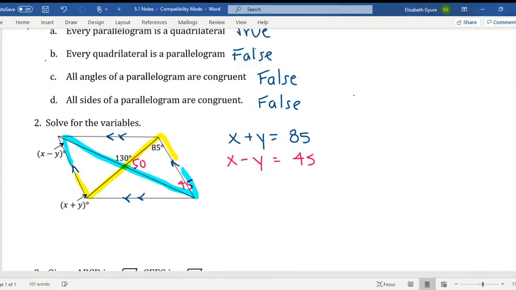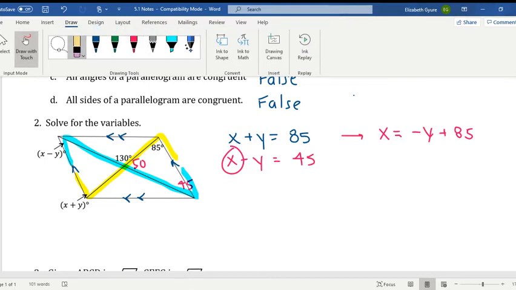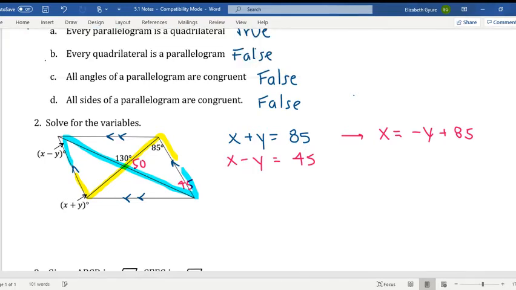Now I'm setting this up to do elimination. This would also be a really great one to do substitution with if you wanted to, because you could easily convert this into x equals negative y plus 85, and then plug that in for x. So that's a good option as well. Totally up to you. I just tend to gravitate towards elimination.